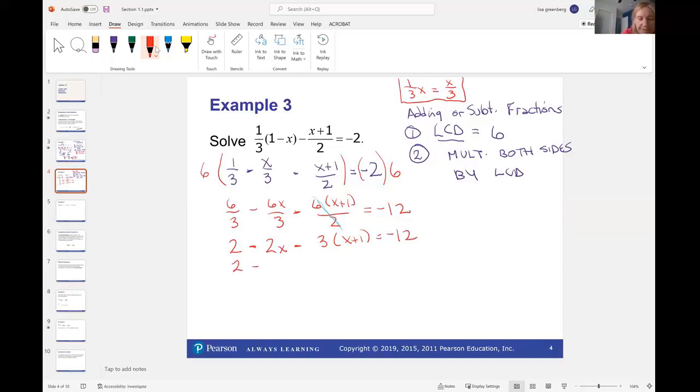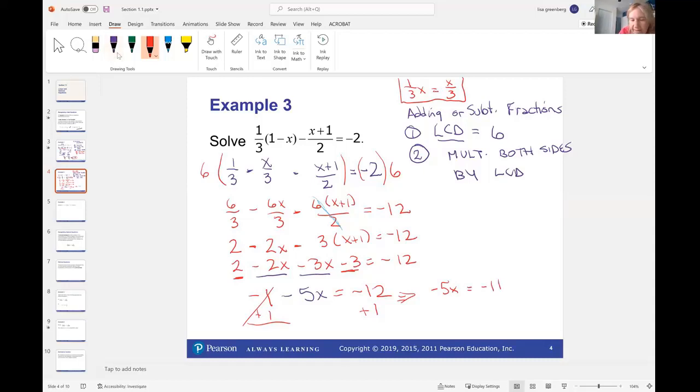Okay, let's keep going. I have 2 minus 2x, and now I'm distributing that -3 into the terms in the parentheses. So I get -3x minus 3 equals -12. And now I'm going to combine like terms. I have 2 minus 3, which is -1. And then I have -2x minus 3x, which is -5x. And that's going to equal -12. I'm going to add 1 to both sides because I'm isolating my x. These cancel. And I get -5x equals -11.